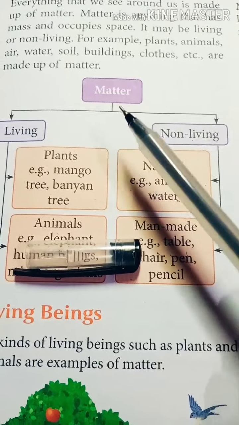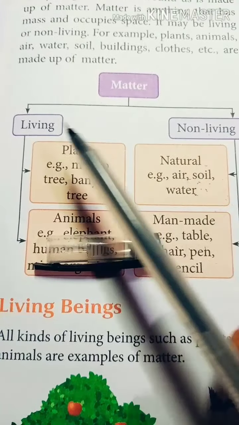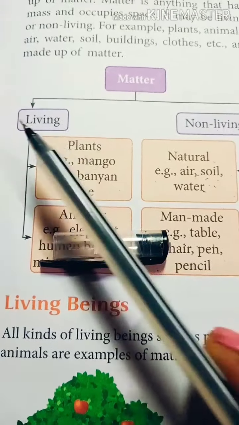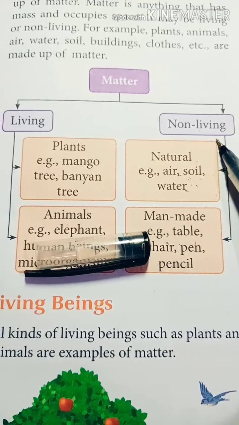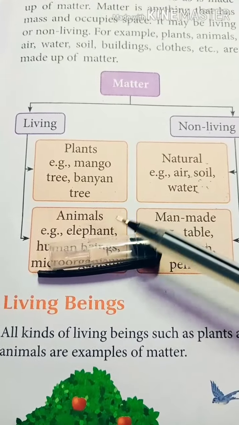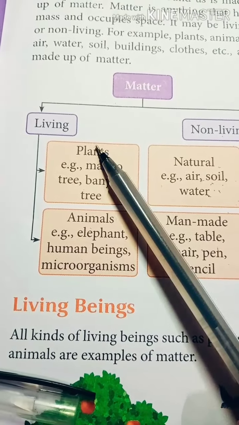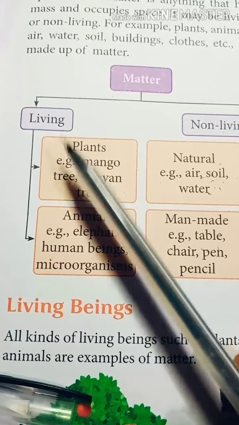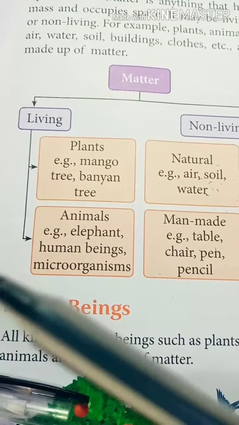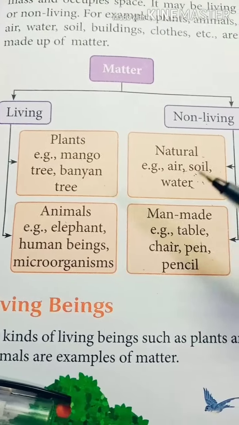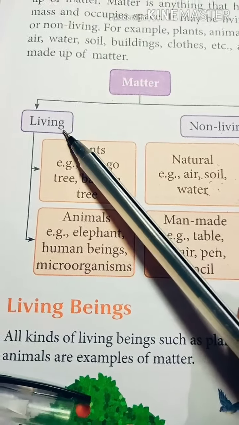Now, matter is classified into two categories. Two types of matter are there: one is living and another is non-living. What is living? Living means the substances which are totally different from the non-living. The living are the substances or matter which have life, and they can grow themselves, they can move themselves, and they can reproduce their young ones like themselves. If they show these properties, then that type of matter is termed as living.